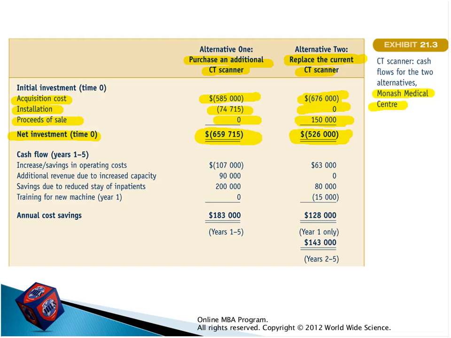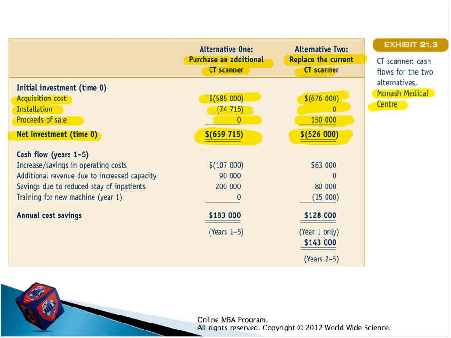As you can see, the purchase of an additional CT scanner is 659,000, and the replacement of the current CT scanner takes 526,000 US dollars. So is it right? Are you clear with the investment costs? Let's see the next one.